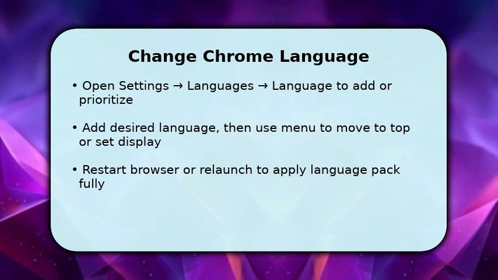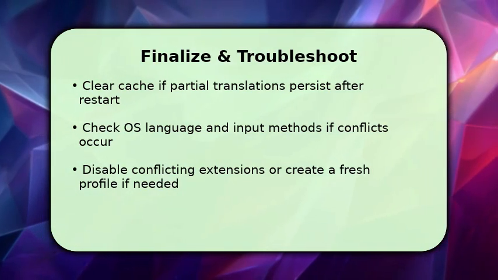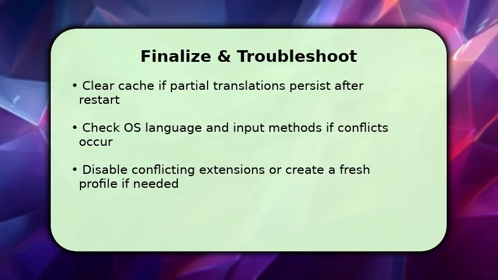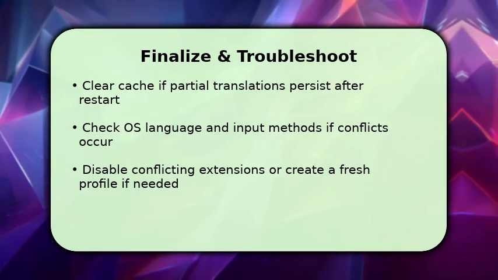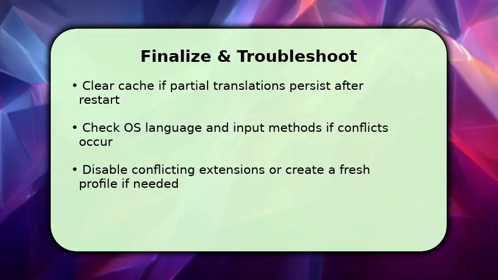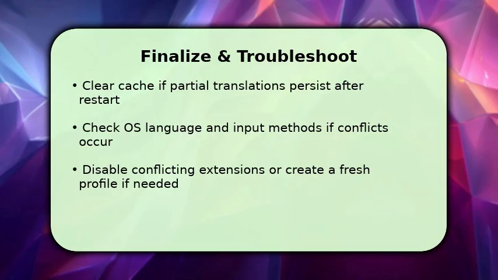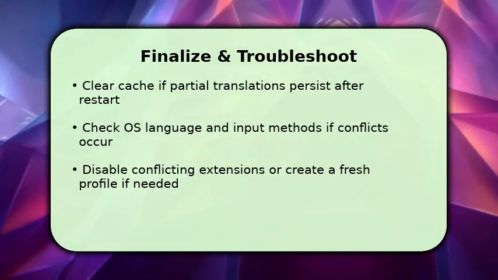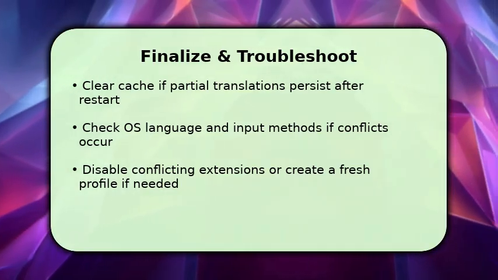To finish, verify the UI is fully translated. Clear cache and relaunch if you still see mixed languages. Also check your operating system language and input methods. Chrome sometimes inherits OS locale preferences, so align those if necessary. If things go wrong, disable extensions or test in an incognito window. Extensions or a corrupted profile can force old text. As a last resort, create a fresh Chrome profile and repeat the language steps.